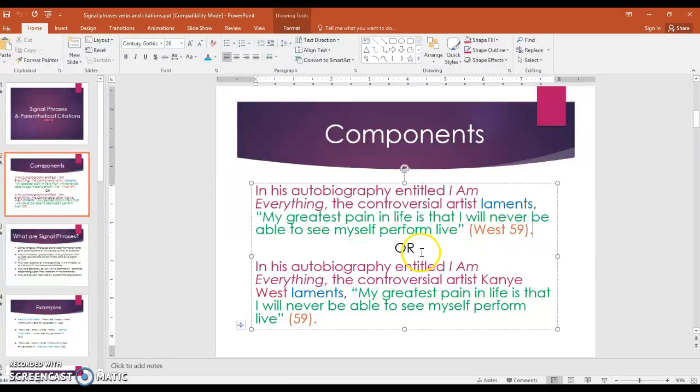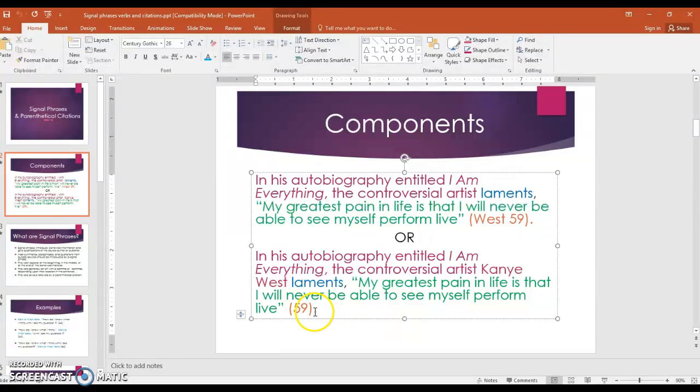Another way you can do this, if I want to name the author in my signal phrase, I can do that as well. This is what I did here: "In his autobiography entitled I Am Everything, the controversial artist Kanye West laments." If you name the author in the signal phrase, you do not have to name the author again in the parenthetical citation. That's why I only have 59 in my parenthetical citation, because I've already told the reader who said it in my signal phrase.